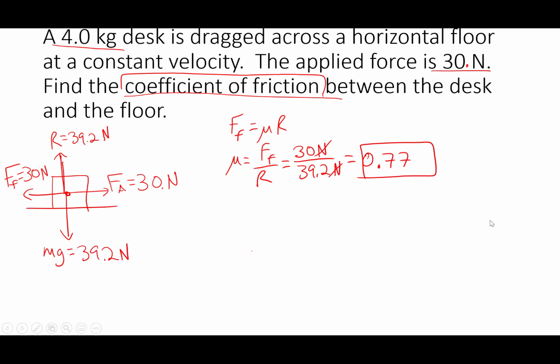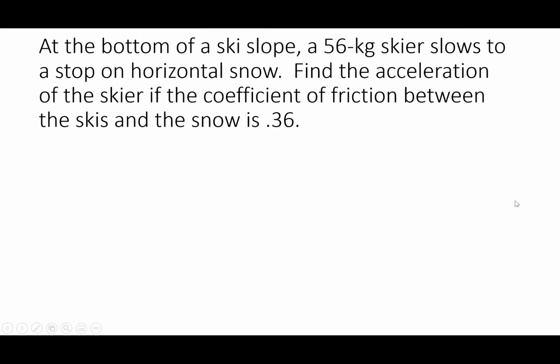Next problem. At the bottom of a ski slope, a 56 kilogram skier slows to a stop on horizontal snow. Find the acceleration of the skier if the coefficient of friction between the skis and the snow is 0.36. So it's the bottom of a ski slope and it's horizontal snow. Let's draw a free body diagram.